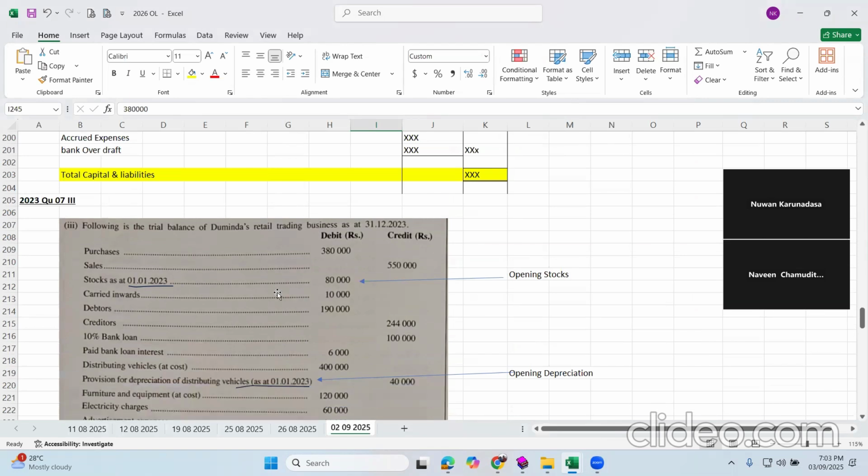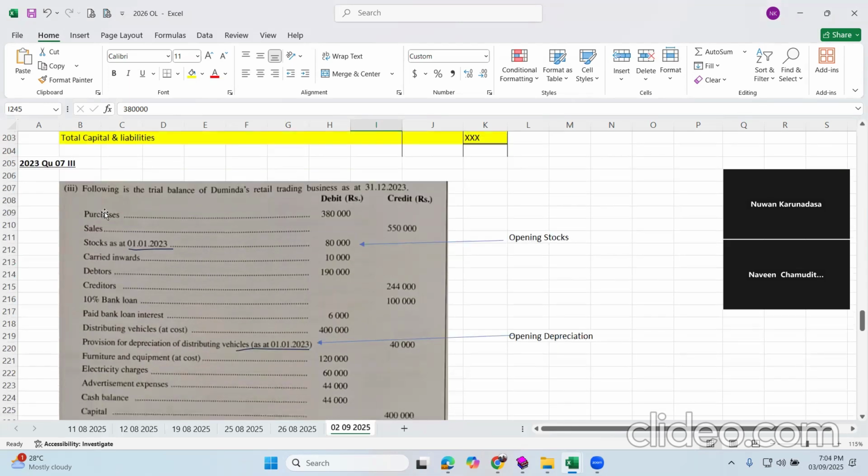So here they have done a trial balance, right? As I said yesterday, the trial balance is the input for the financial statements. Without having a trial balance, you can't prepare the financial statements, right? So if the examiner is asking an MCQ question, what is the input for the financial statements? Your answer should be the trial balance.